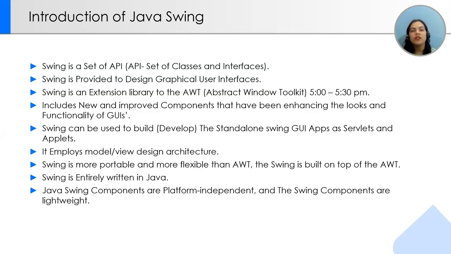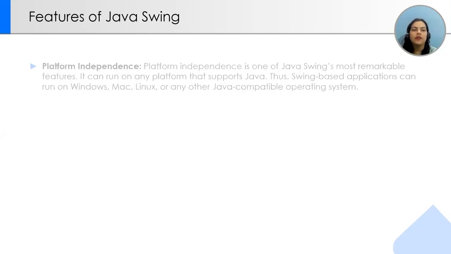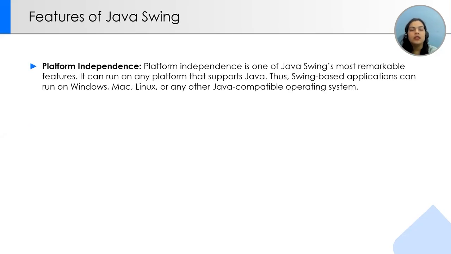When we talk about AWT, AWT is a platform dependent API. On the other hand, Java Swing components are platform independent, and Swing components are also lightweight components. Now, let's talk about other features of Java Swing. The very first feature, as we have already discussed, is platform independence.